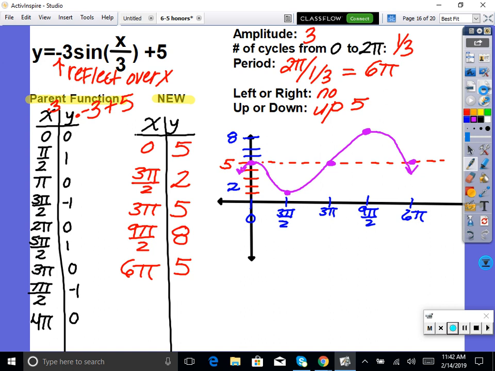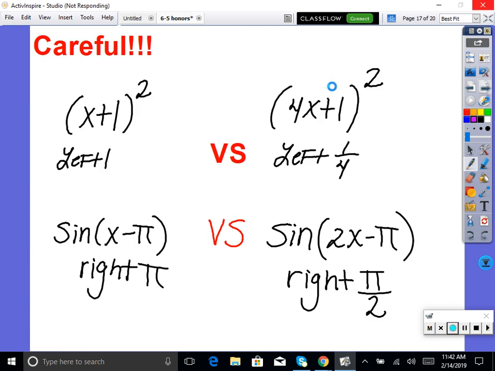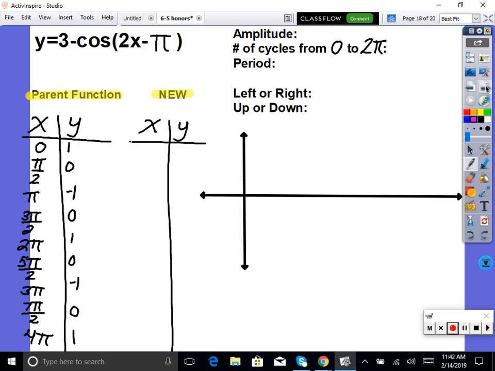Let's look at one with a B and a shift left and right. So everybody look. This is a shift of left 1. This, though, is a shift of left a fourth. Does everybody see where I'm getting a fourth from? Right here is a shift of right pi. This, however, is a shift of right pi halves. You got to remember that. You see how I'm doing that? Okay, so let's do, this will be pretty much our last example here.